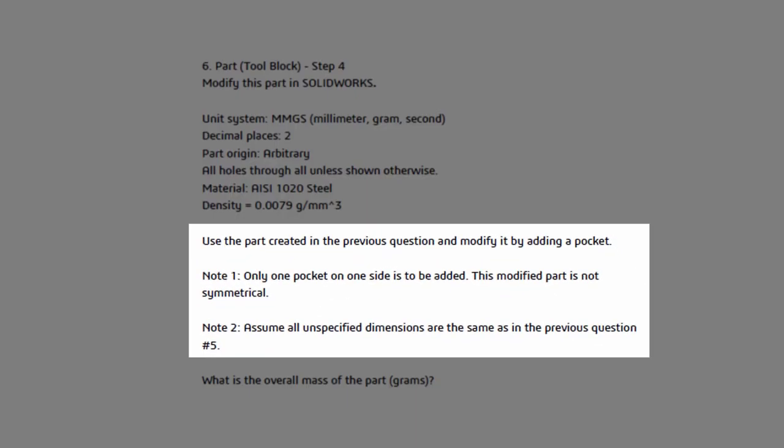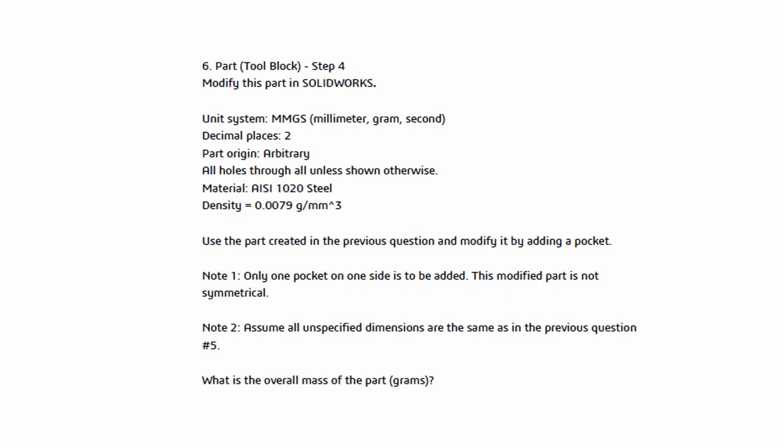So as you can see, it's telling us that we are supposed to use the part we created in the previous question and modify it. And that's where we're going to start. And then we want to make note of the two comments that they've given us. So only one pocket on one side is to be added. The modified part is not going to be symmetrical. And we want to assume that all unspecified dimensions are the same as in the previous question. So what that is telling me is I don't really have to change any other dimensions. I'm really just focusing on this pocket feature. So let's go ahead and jump into SolidWorks and we'll see how we can address this particular feature.